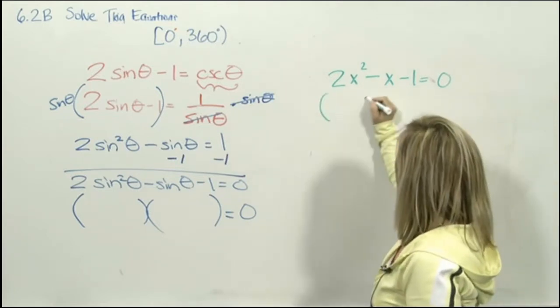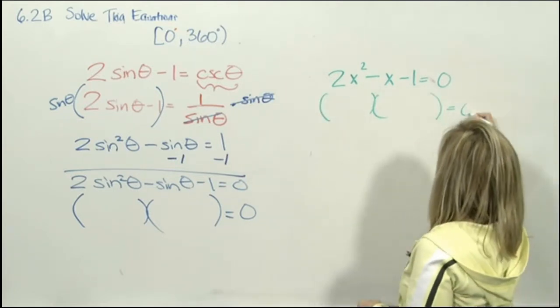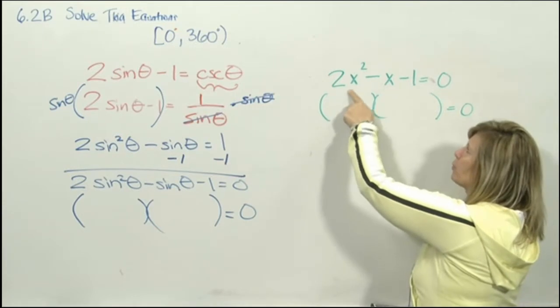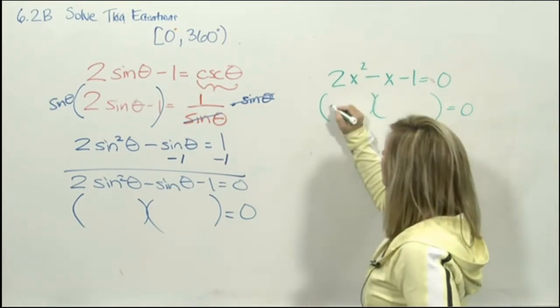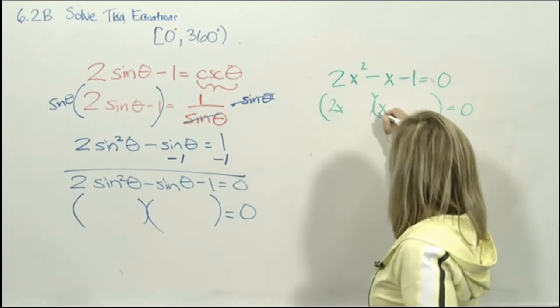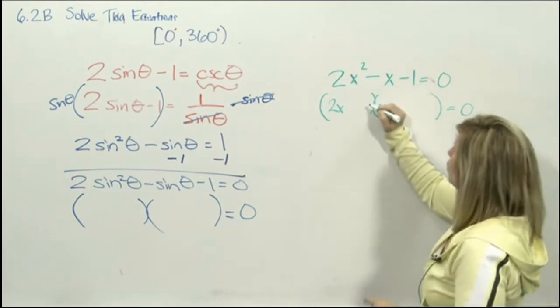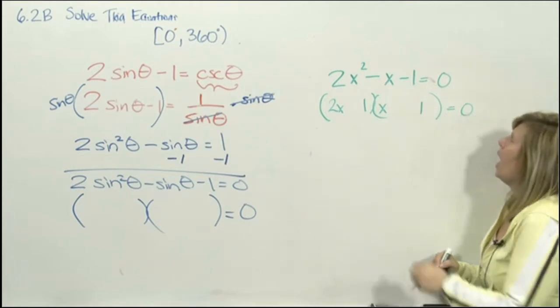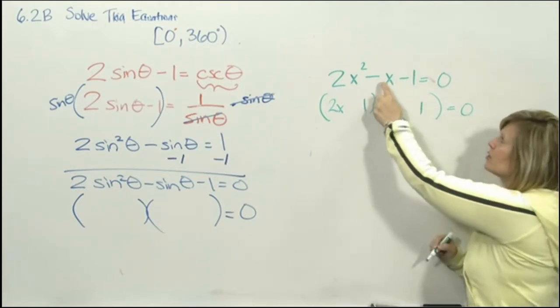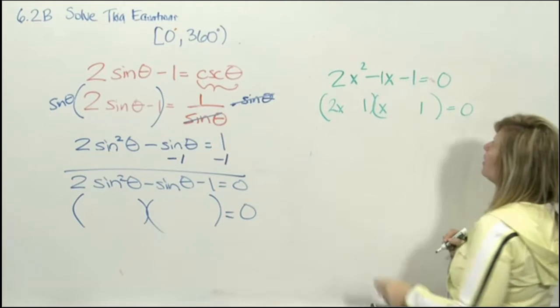This is a trinomial. I'd put my 2 parentheses. I'd start with the first term. What multiplies to 2x squared? Well, that would be 2x times 1x. What multiplies to 1? Well, that's just 1 and 1. I want to subtract to make what's in the middle here, which is a negative 1x.